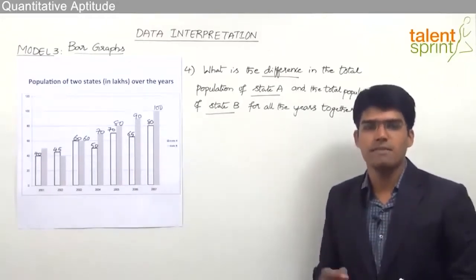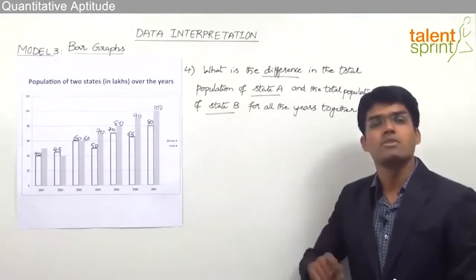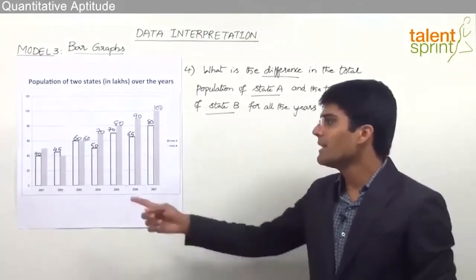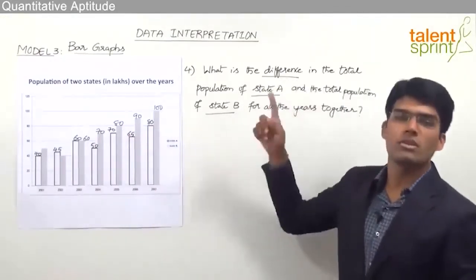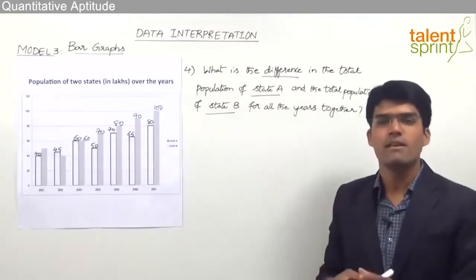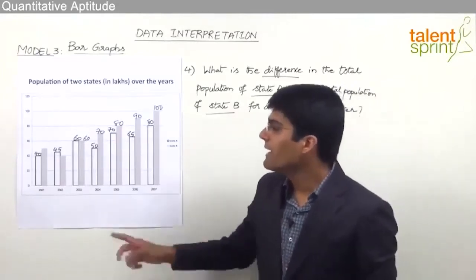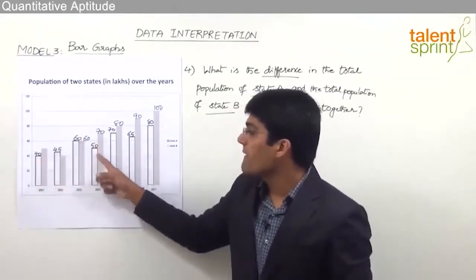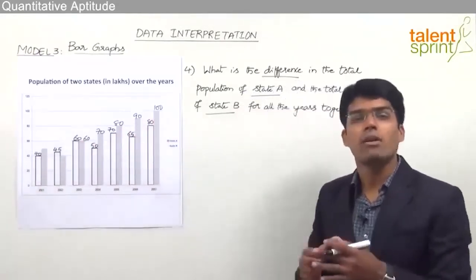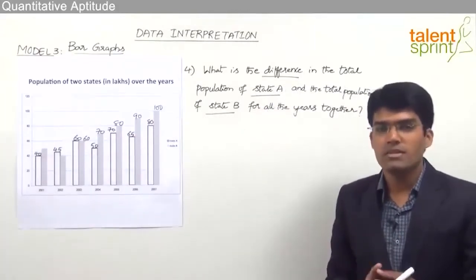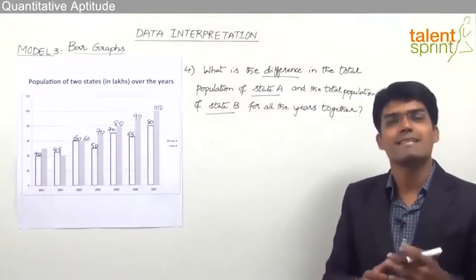But remember friends, if we solve the question in the general way, it is going to take a lot of time. That is, finding out the total population of A, then total population of B, and then taking the difference will become a lengthy procedure. So instead of that, what we can do here is find out the difference in their populations for each of the years and add all the differences. Solving the question in this second way will help us get the answer faster.